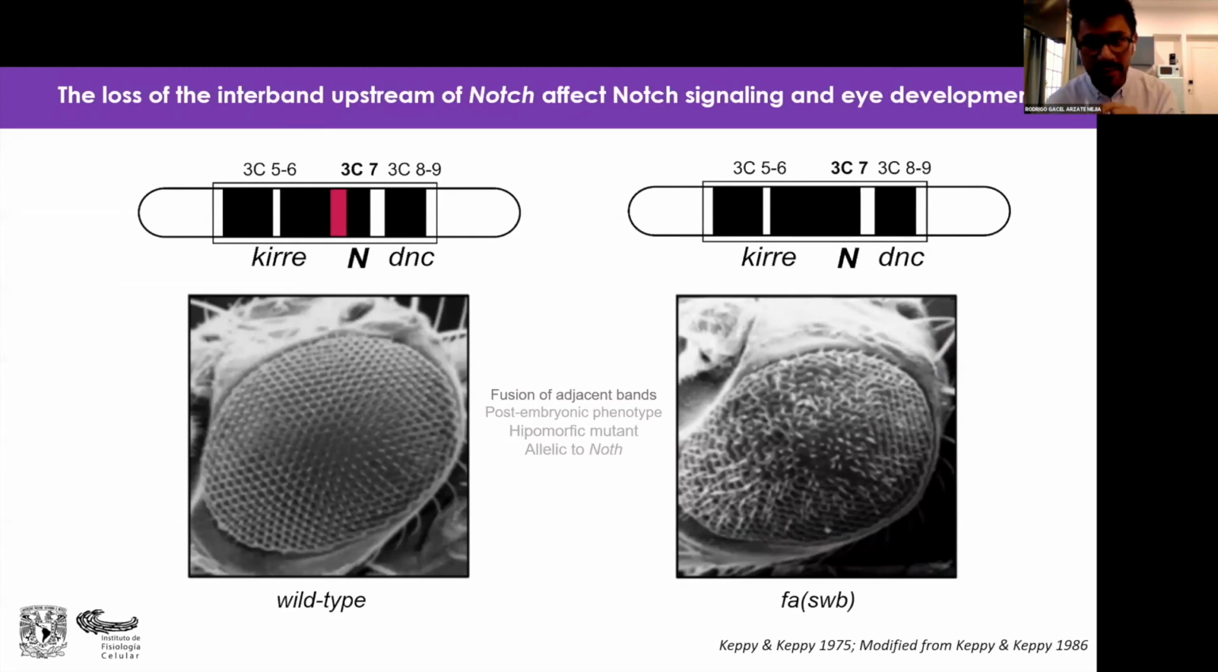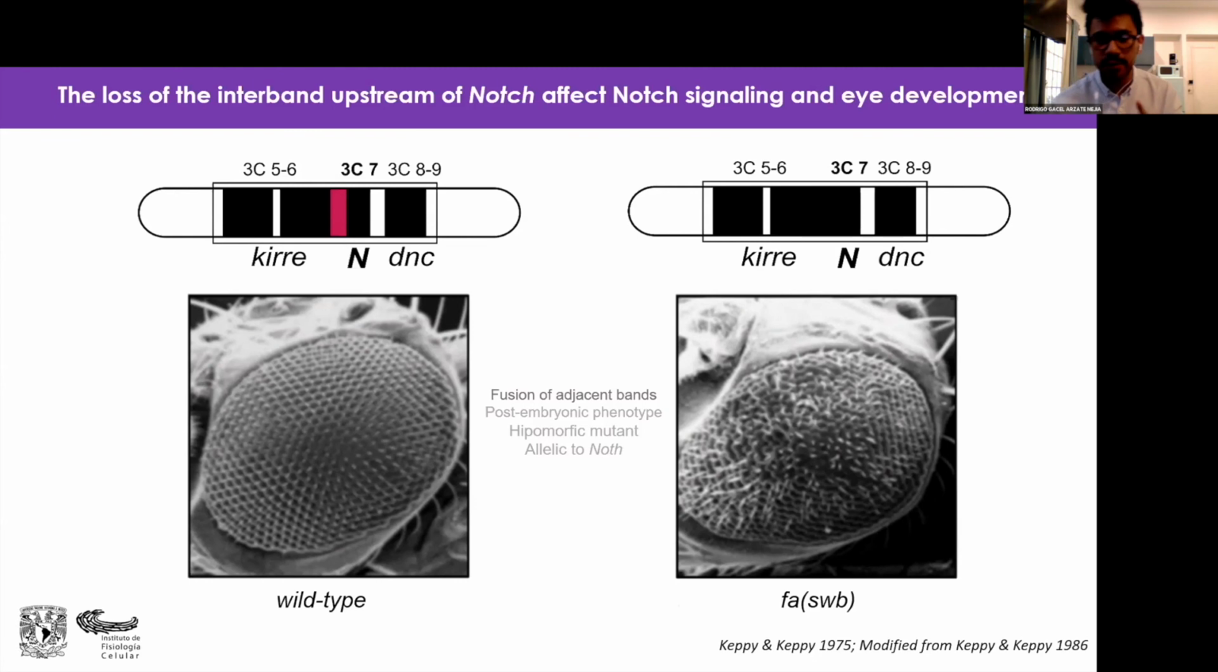But what was most interesting for us in using it as a genomic sequence to study 3D genome organization was one particular piece of evidence that was published probably 30 years ago, or a little bit more, that reported a mutant for Notch that had a phenotype. In this case, it was a hypomorphic mutant allelic to Notch that affected eye development. But contrary to most of the mutants that have been reported for Notch, which affect the coding sequence or its introns, this mutant in particular was located in the interband just upstream of Notch and mapped to the 5' intergenic region of this gene.